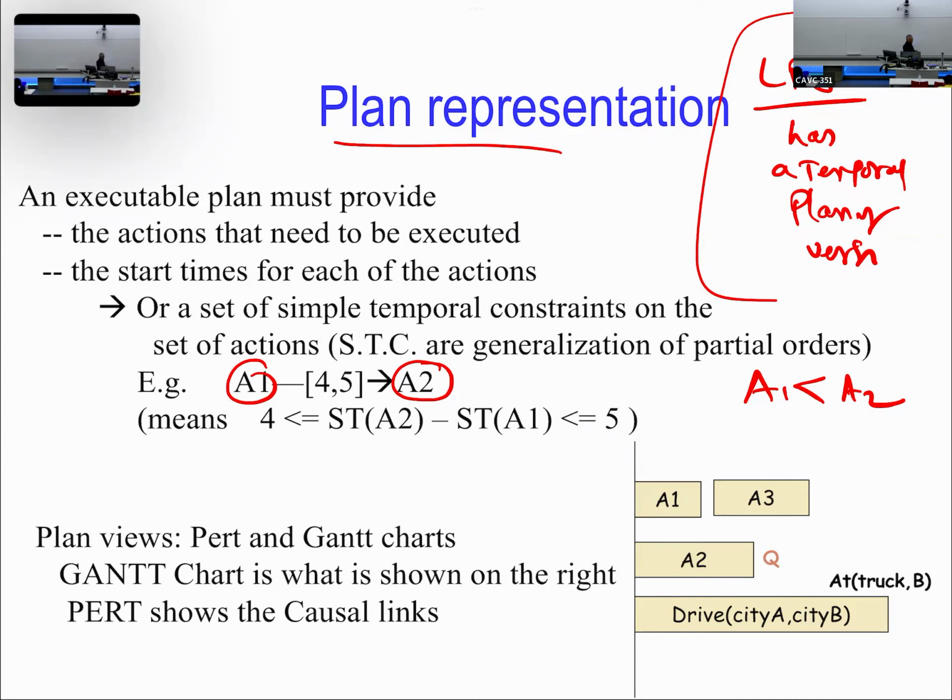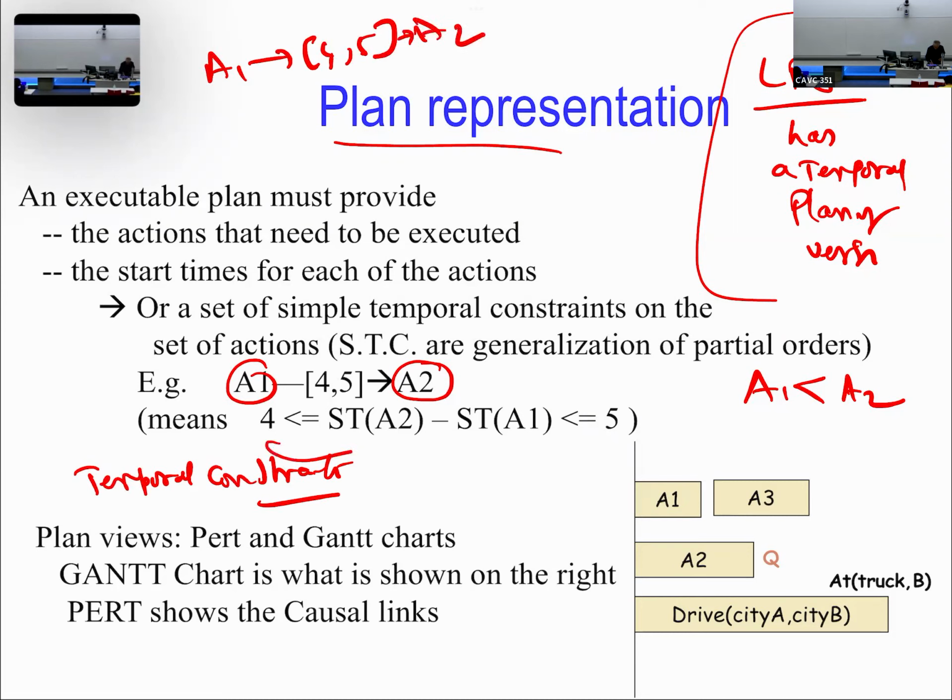And these kinds of constraints are actually called temporal constraints. And it's, in fact, A1, 4, 5, A2 is shorthand for this. That means the start of A2 minus the start of A1 is between 4 and 5 units. That's the definition of this constraint.